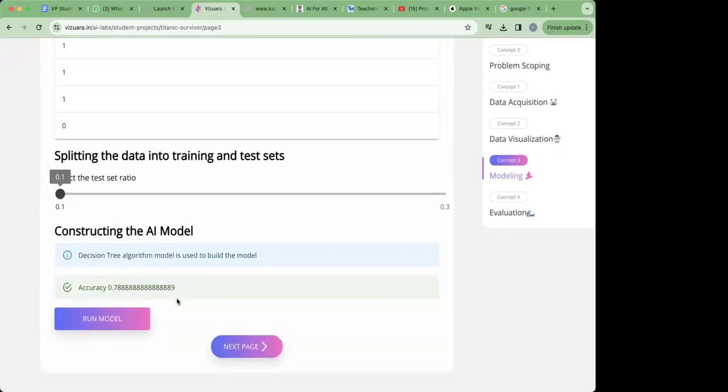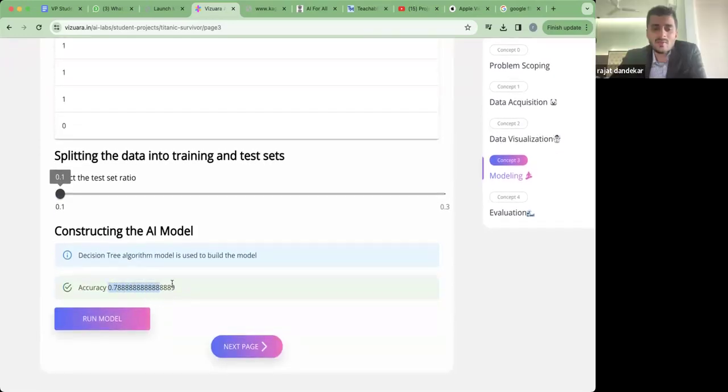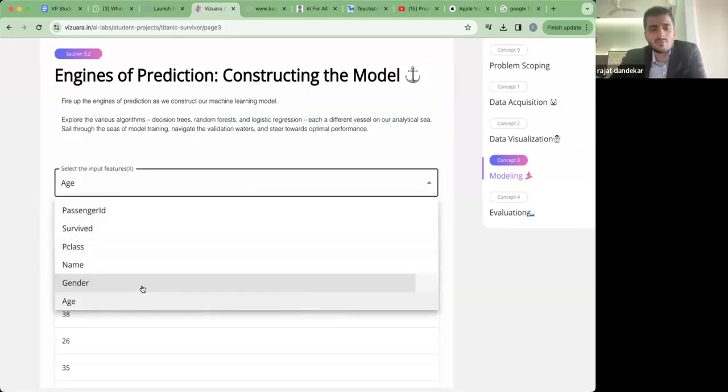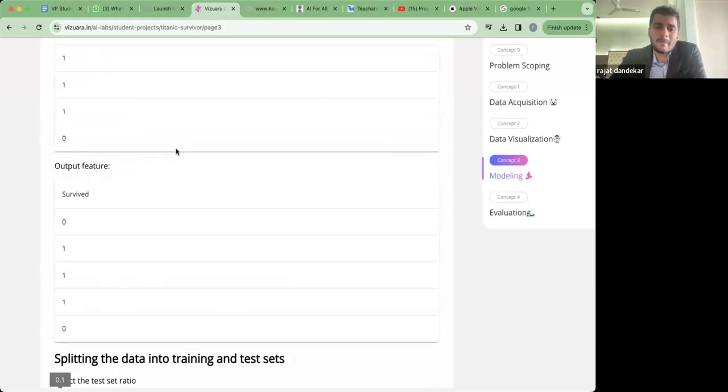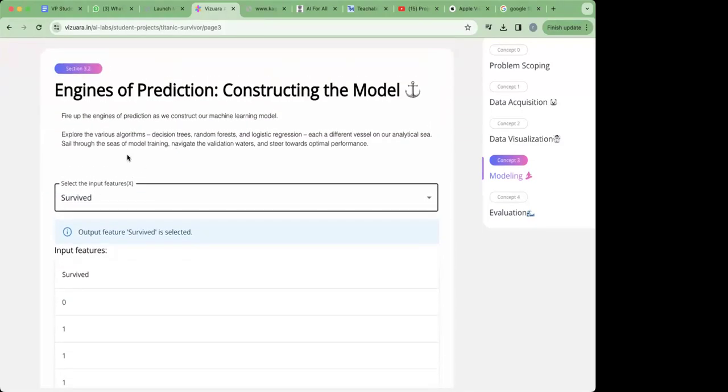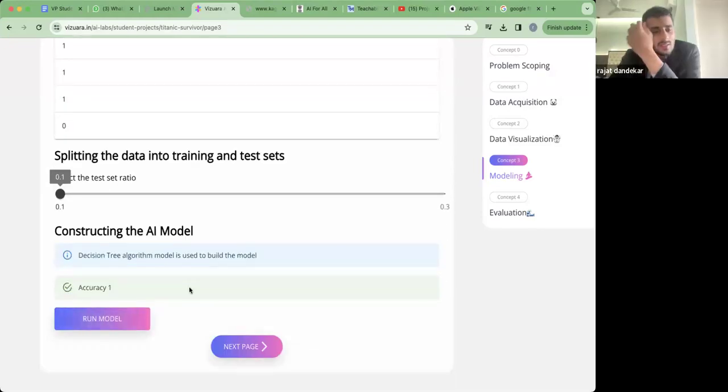Let's see. Okay, we get a very good accuracy. We get an accuracy of 0.78. Okay, so let me ask you a trick question right now. What if we select survived as the input feature? What would be the accuracy? 100%. Let's check. Yes, the accuracy is 100%, which is good.